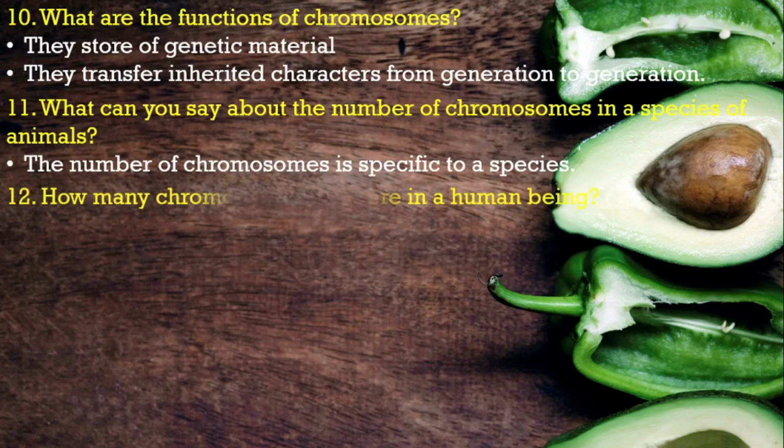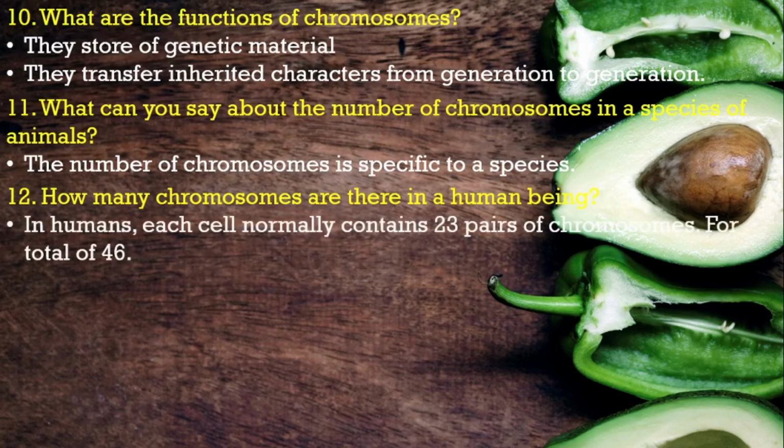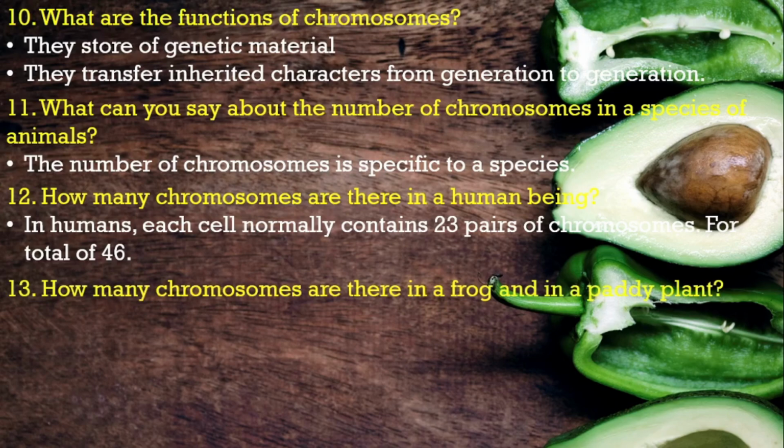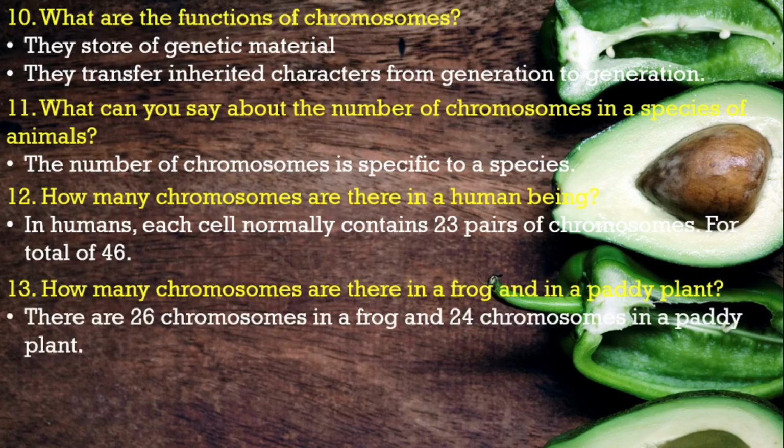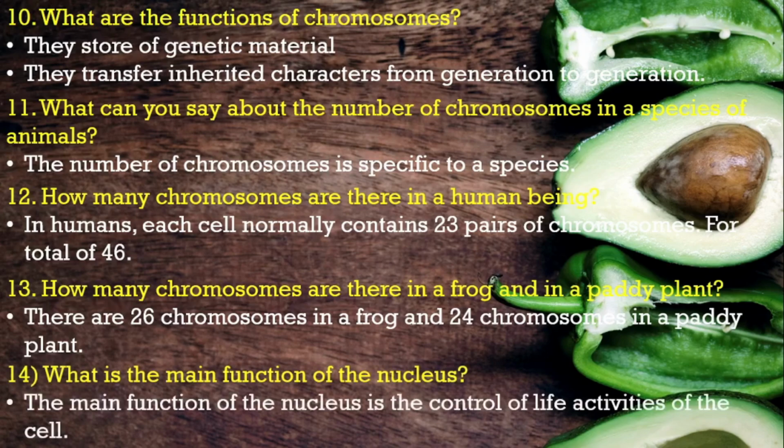And next one, how many chromosomes are there in a human being? In humans, each cell normally contains 23 pairs of chromosomes for a total of 46. How many chromosomes are there in a frog and in a paddy plant? There are 26 chromosomes in a frog and 24 chromosomes in a paddy plant. What is the main function of the nucleus? The main function of the nucleus is the control of life activities of the cell.